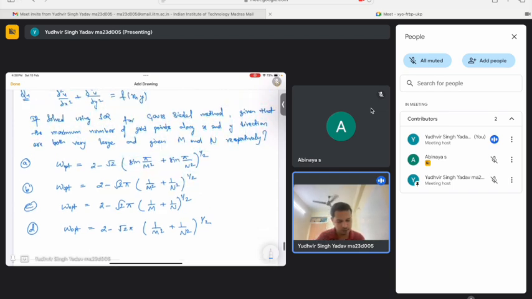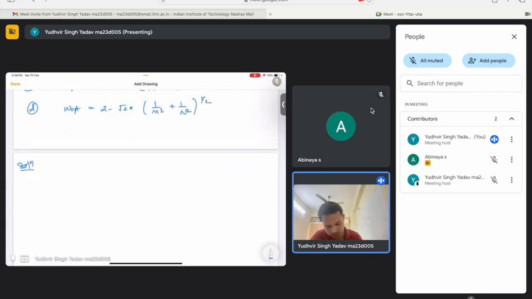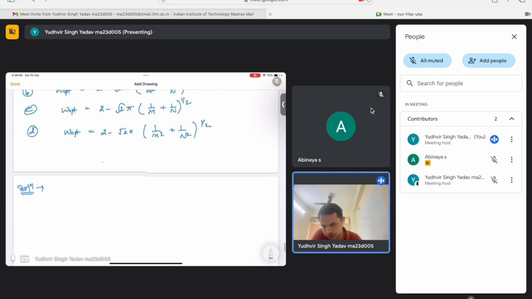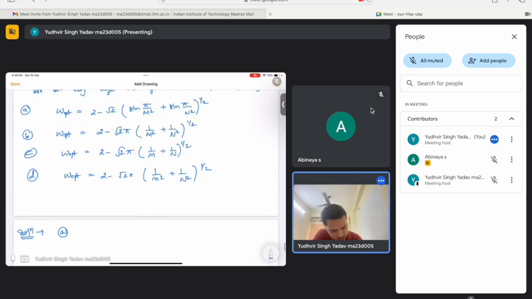So we will try each and every option and see which one is wrong and which one of them can be the correct one. So we will start with option 1, that is 2 minus root 2 times (sine pi by m square plus sine pi by n square) whole to the power half.